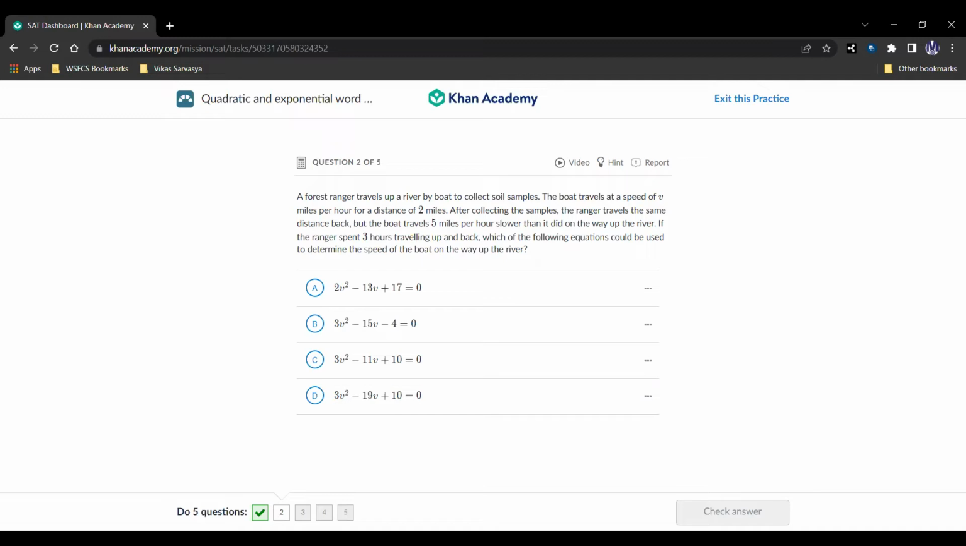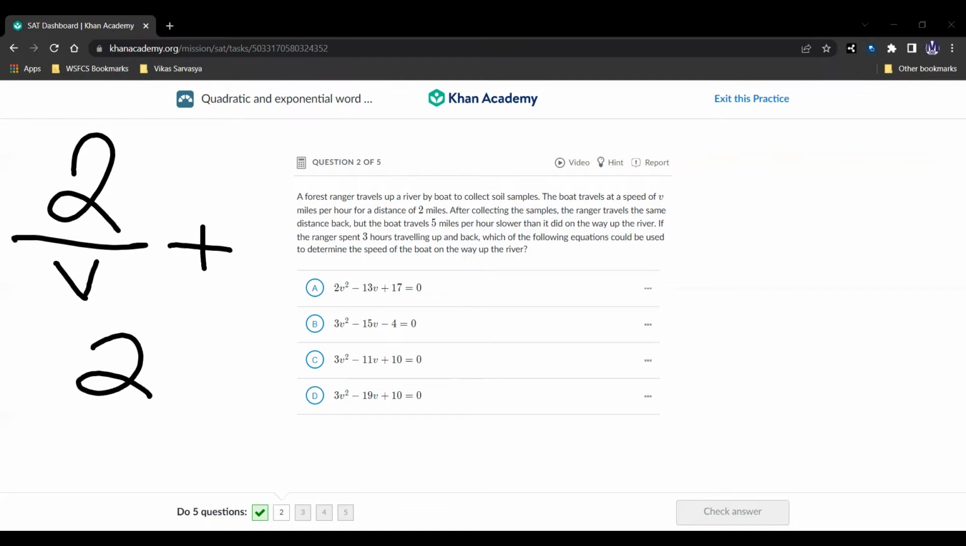Let's see what we can do here. Going up, we have 2 miles at v miles per hour. That's going to be 2 over v, right? And then coming back, we have 2 over v minus 5 miles per hour. And that gives us total hours, which is 3.